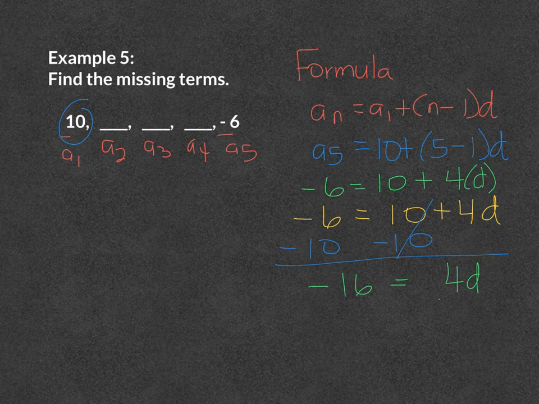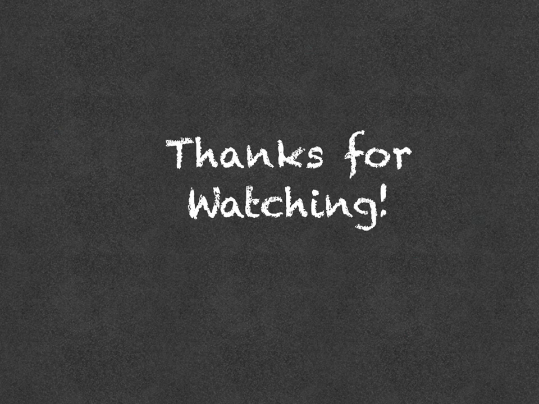Now I'm going to divide both sides by 4, so I can isolate d. This will cancel out. D equals negative 16 divided by 4 will give me negative 4. So the difference is negative 4. So I'm going to subtract 4 for each one. So I'm going to start off with 10 minus 4. That is going to give me 6. 6 minus 4 will give me 2. 2 minus 4 will give me negative 2. And then negative 2 minus 4 will give me negative 6. So those are the missing terms in the sequence. And that's how you solve for arithmetic sequences.